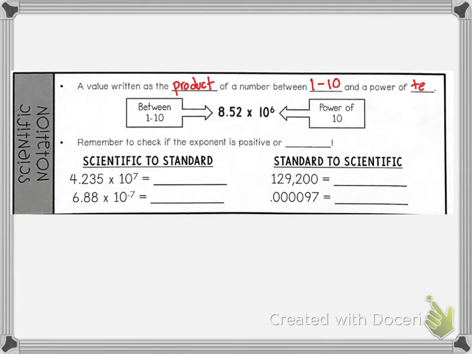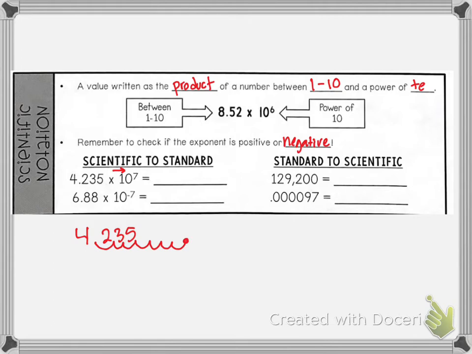Okay. Remember to check to see if the exponent is positive or negative. It can be either the first or the second. Here's a refresher on how we do this. Let's take this one right here. I'm going to put 4.235. My exponent is a positive 7. So if it's a positive 7, my decimal is going to go to the right 7 times. So I'm going to move it 1, 2, 3, 4, 5, 6, 7.